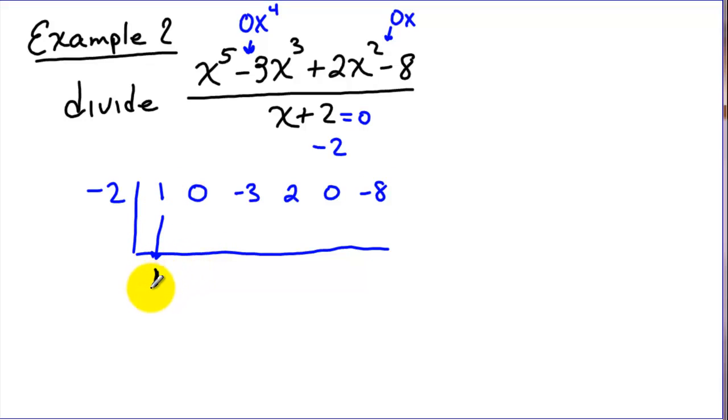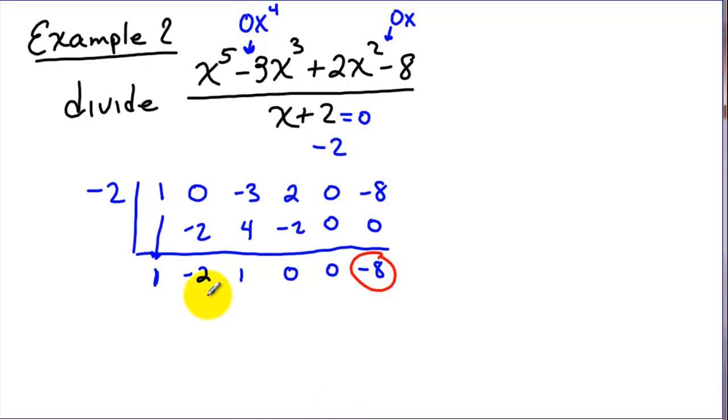And now we're going to multiply and add. 1 times negative 2, add. Negative 2 times negative 2 is plus 4. Add, we get plus 1. 1 times negative 2 is negative 2. We add, we get 0. 0 times negative 2 is 0. Add, we get 0. 0 times negative 2 is 0. We add, we get negative 8. So remember, this is our remainder, and these are the coefficients of our polynomial in our answer.